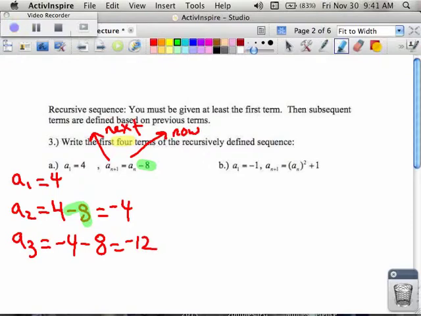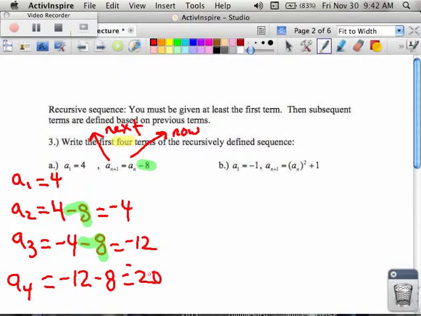Again, this minus 8 is what I'm doing to the current number. Now my current number is negative 12. So a sub 4 will be equal to negative 12 minus 8, or in other words, negative 20. Again, all we're doing is subtracting 8 each time. So now I have my 4 numbers: 4, negative 4, negative 12, negative 20.